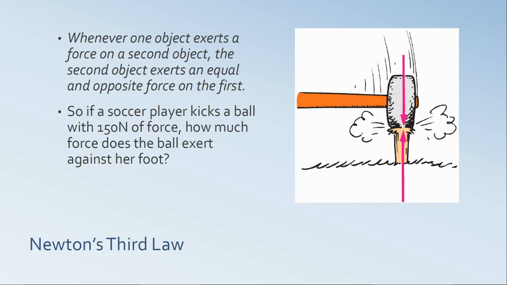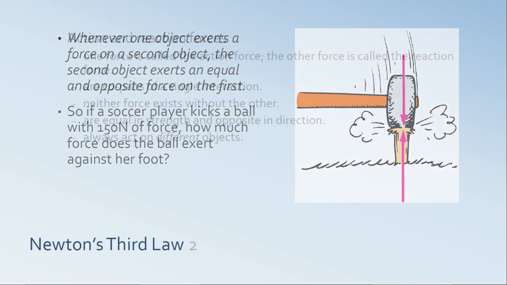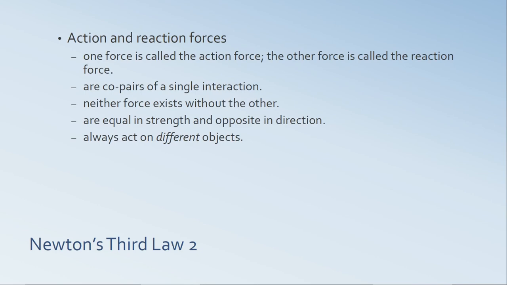Thinking about that, say we're playing soccer and we kick a soccer ball with 150 newtons of force. How much force does that ball exert against our foot? The ball exerts 150 newtons of force against our foot. These are called action and reaction forces. Us kicking the ball would be the action force. The ball exerting a force back on our foot would be the reaction force. These are co-pairs of a single interaction, and it's important to realize that neither force exists without the other.